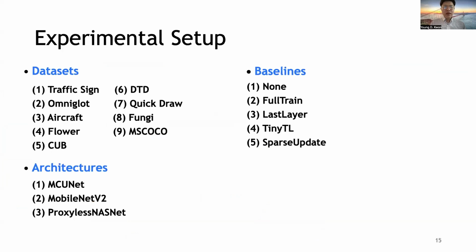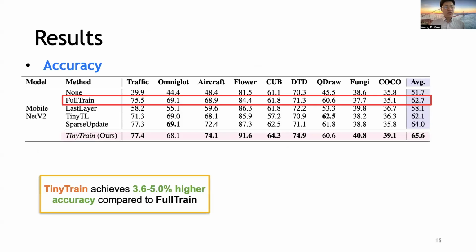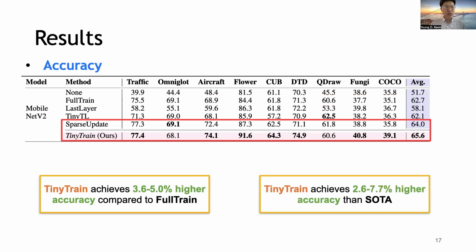Now, let's have a look at the experimental setup. We employed 9 datasets, 5 baselines, and 3 different model architectures so that the results can be generalizable. Now let's have a look at the results, accuracy results first. Compared to full train, which means updating the entire network, TinyTrain achieves up to 5% higher accuracy. And compared to the SparseUpdate method, TinyTrain achieves up to 7.7% higher accuracy.